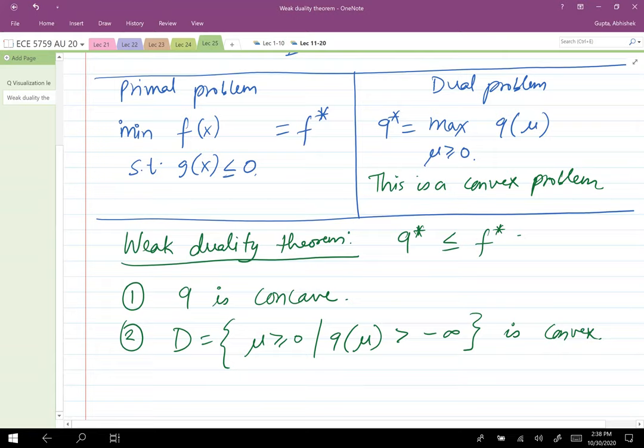Okay, so we start with some problem which is potentially non-convex, which may be defined only over integers or only over a discrete state space X. But the dual problem is always a convex problem. And so in most cases you can solve the dual problem using the usual optimization algorithms, assuming that you can compute the derivative or subdifferential of the q function. What the weak duality theorem says is that q star will give you a lower bound on the value of f star. And that's where the weak duality theorem is usually invoked, because you want to find a lower bound on f star.